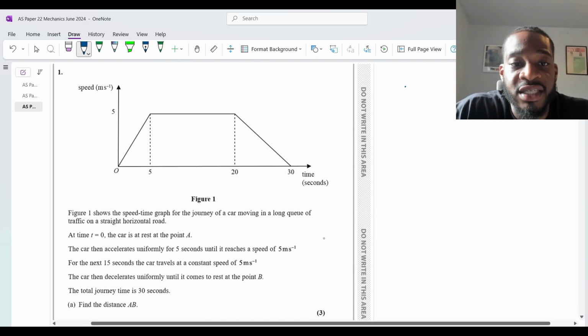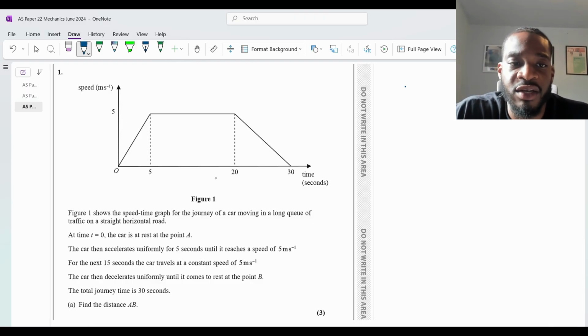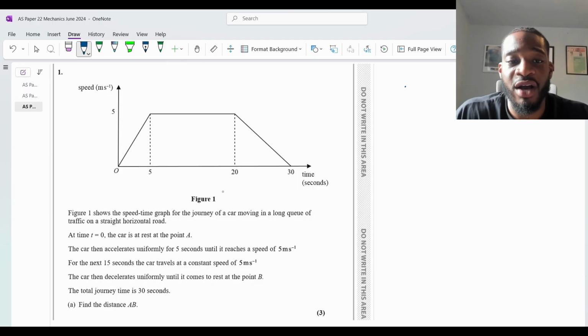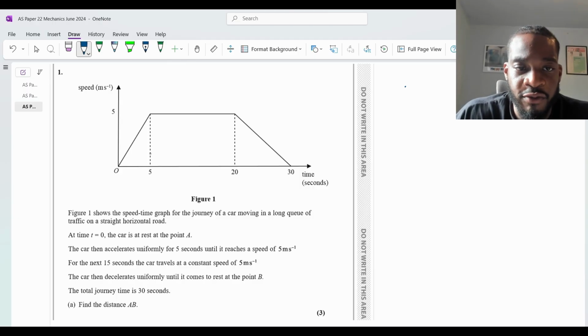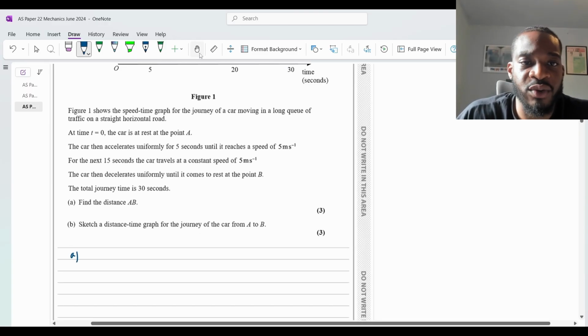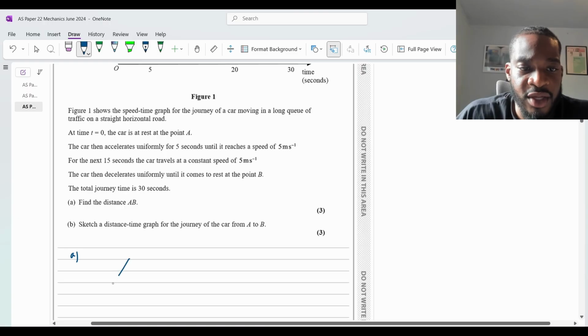So we're dealing with a speed-time graph. What you should always remember is that the distance is always just the area underneath the graph. What are we dealing with here? We're dealing with a trapezium, aren't we? So we just essentially want to work out the area of this trapezium. Firstly, what are the dimensions? I'll do it here. So for part A, we just need to work out the area of that trapezium. Let me get a trapezium going, and then we just need to figure out the dimensions and then use the formula.